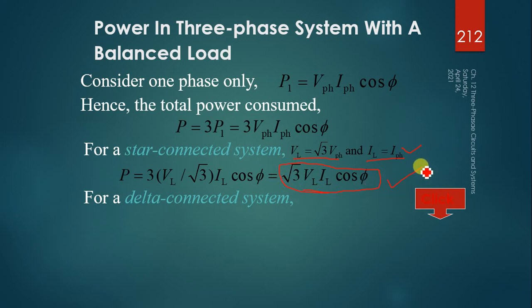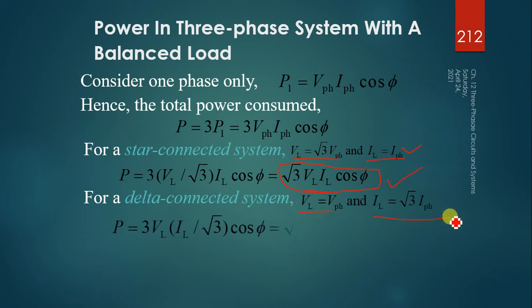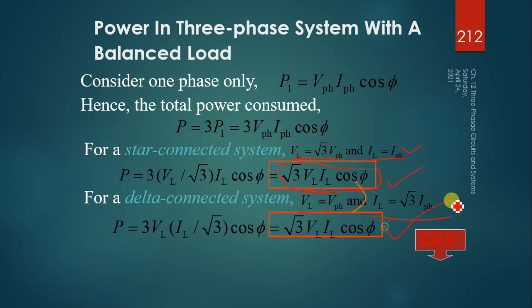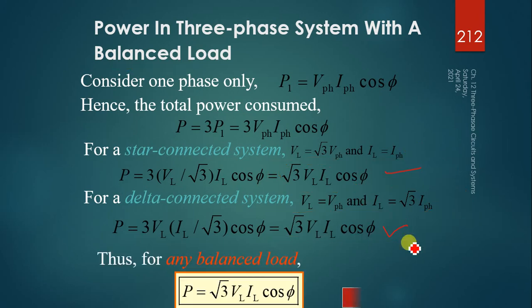Similarly, for delta configuration, we all know VL is V phase and IL is under root 3 of I phase. For delta connection also, the power will be the same thing. So any connection you take, the ultimate power should be equal. In a balanced load, the power should be equivalent. The power that is totally consumed by any connection, star, delta, or whatever the connection is, is equivalent to under root 3 VL IL cos phi. This is the total power in any circuit.